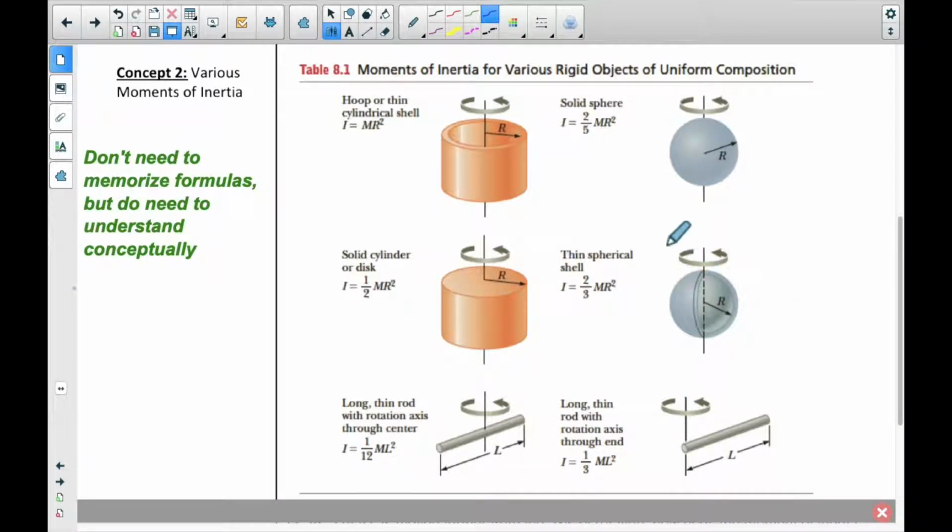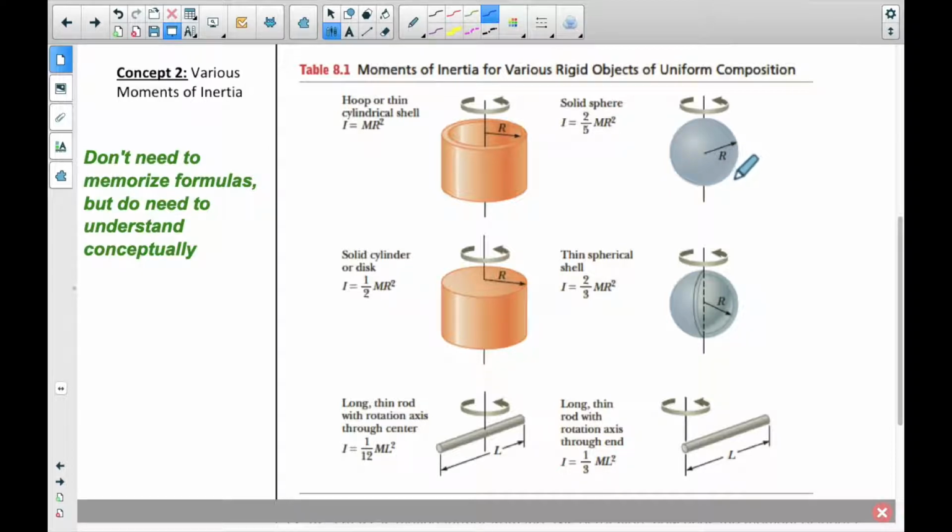This next section comes out of our textbook. It's table 8.1, and it shows different objects. Each object actually has a different formula. You are not going to need to memorize these formulas, but you do need to understand the concepts. So we have this cylindrical shell, like a hoop, and it might have a variety of heights to it. That's not necessarily important because its inertia is mr squared, the radius squared times the mass. That is the moment of inertia.